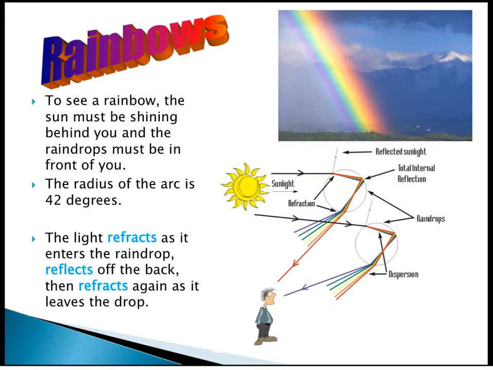In order for us to see a rainbow, the sun has to be shining from behind you, and the raindrops have to be in front of you. So the next time you see a rainbow, pay attention to that. The radius of the arc of the rainbow is 42 degrees. The light is going to enter the raindrop and refract as it's entering, reflect off the back, and then refract again as it leaves the raindrop. And then we're going to perceive or see the different colors of the rainbow.